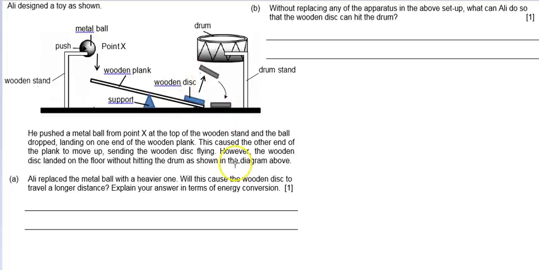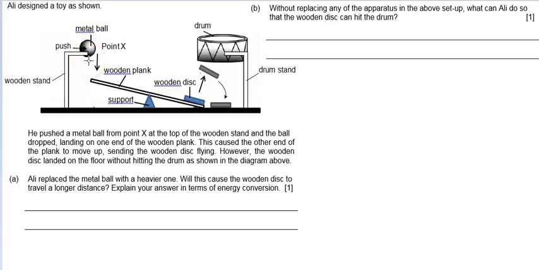So Ali replaced the metal ball with a heavier one. Will this cause the wooden disc to travel a longer distance? Remember that, okay, what do we already know? We already know that the metal ball here will travel downwards when it is pushed, because gravity is pulling it down. So as it hangs up here, it has gravitational potential energy, and this gravitational potential energy is converted to kinetic energy. So the more gravitational potential energy it has, the more kinetic energy will it be converted to, right?